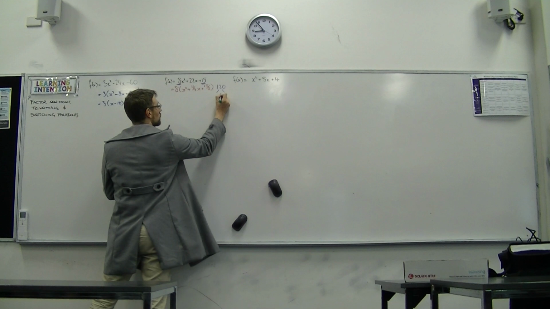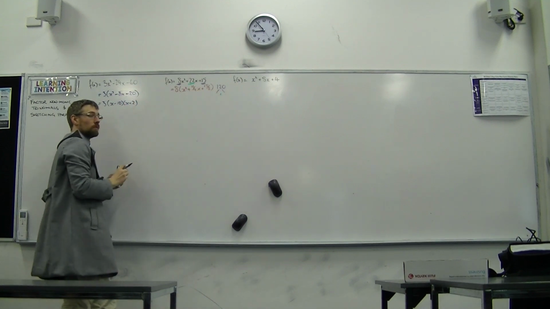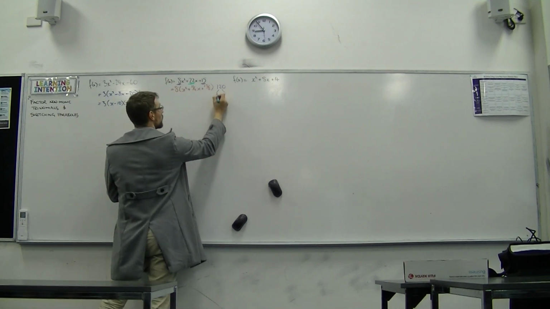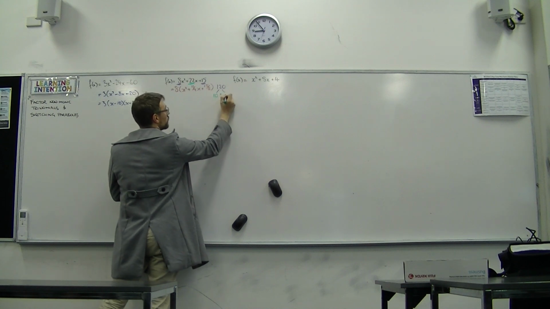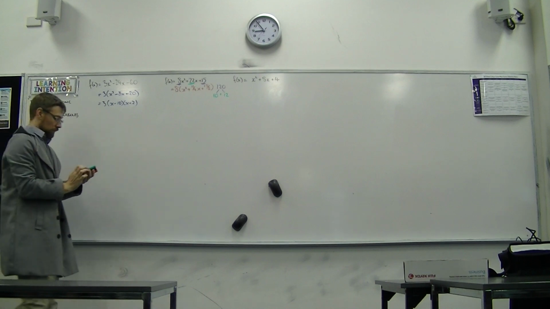I need two numbers that multiply to 120 and add to the middle. Turns out that that's 10 and 12. We will put 10 and 12. Doesn't matter which way we put them in. You can go either way, and the check gives you the answer.